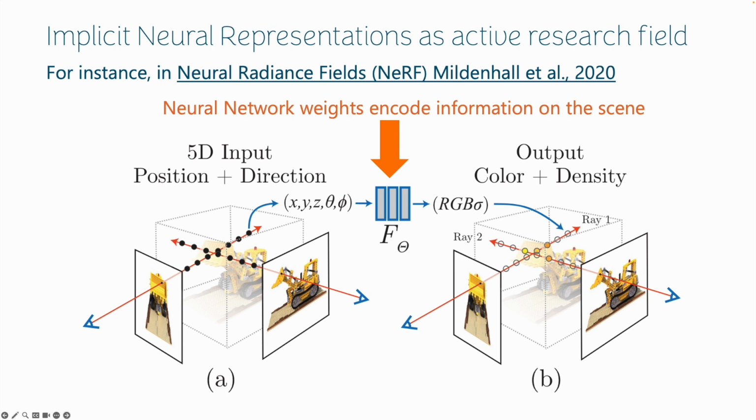And what is this neural network doing? It is inputting the coordinates, so a position and a direction of this light ray, and it outputs the RGB and the density along this light ray. And the crucial part, after you train it on various images of the scene, is that the information from this 3D scene is then stored in the weights of this neural network. That's why it's an implicit neural representation.